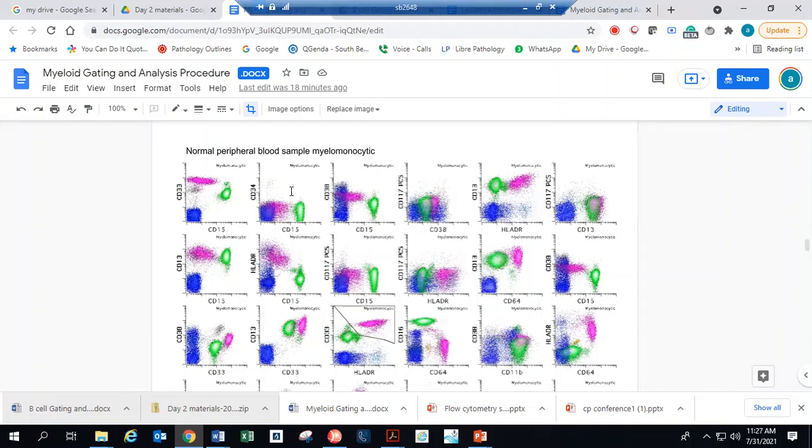I don't see anywhere else. Let's see what they are doing. If we could have gated this and seen where exactly everything is lying, then it would have been easier. But since we cannot gate this right now, it's a PDF. So is it RBC debris? The RBC debris will not have CD33.